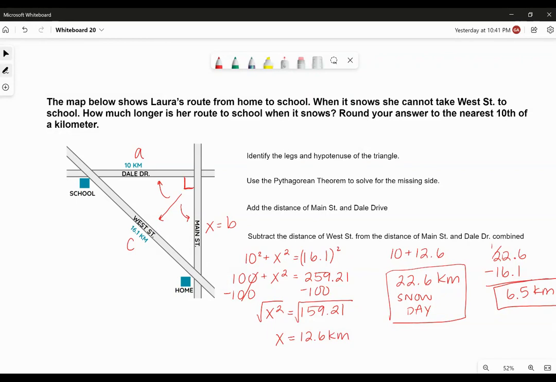So this problem was pretty involved. It required you to first recognize that there is a right triangle so that we could use the Pythagorean theorem. Then you needed to identify the sides and apply the Pythagorean theorem, and then take it a step further to add the distances together and subtract the distance of a non-snow day from the distance of the snow day. So make sure you're reading the question carefully, you know what the question is asking you, and then try to break the problem down piece by piece so that you don't miss any important parts to solving the problem.